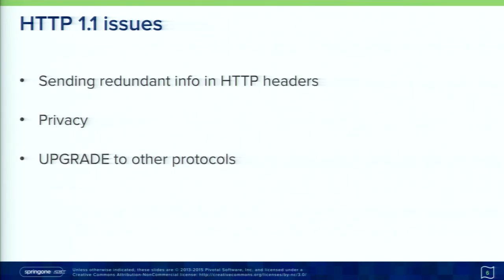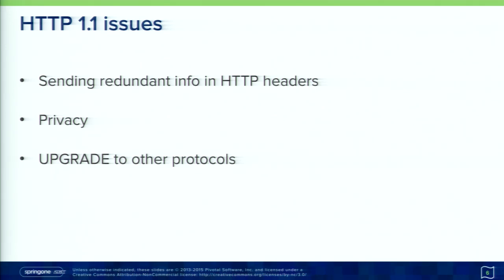The biggest issues we can point to about HTTP 1.1 are probably sending and receiving a lot of redundant HTTP headers. That's not really efficient. Privacy is not here by default. It's clear text by default, so that can be a problem.